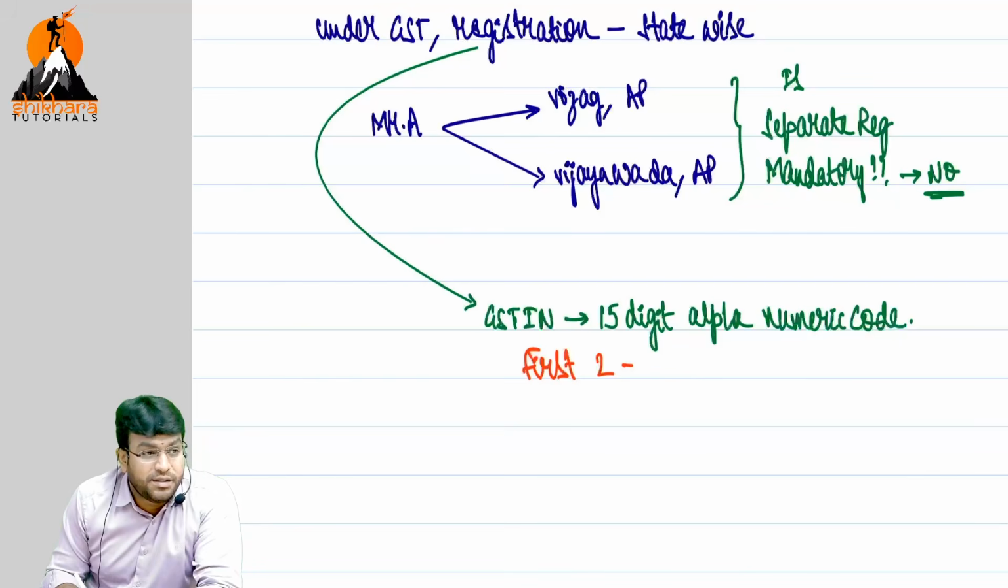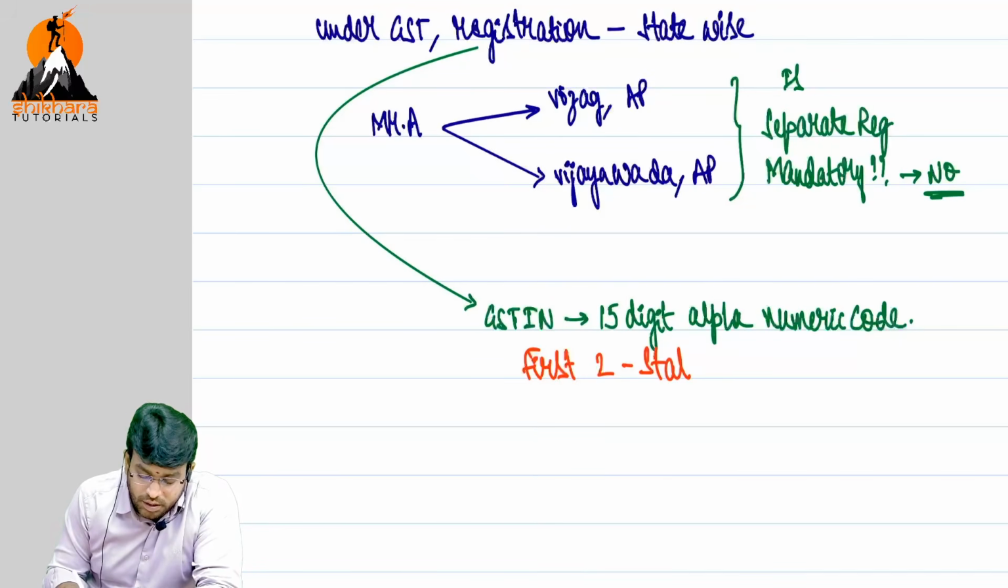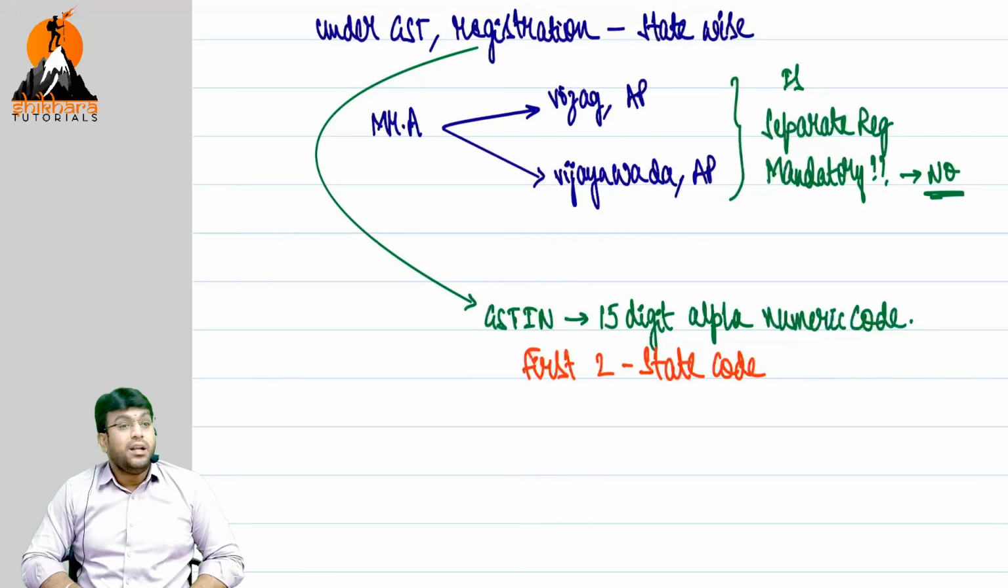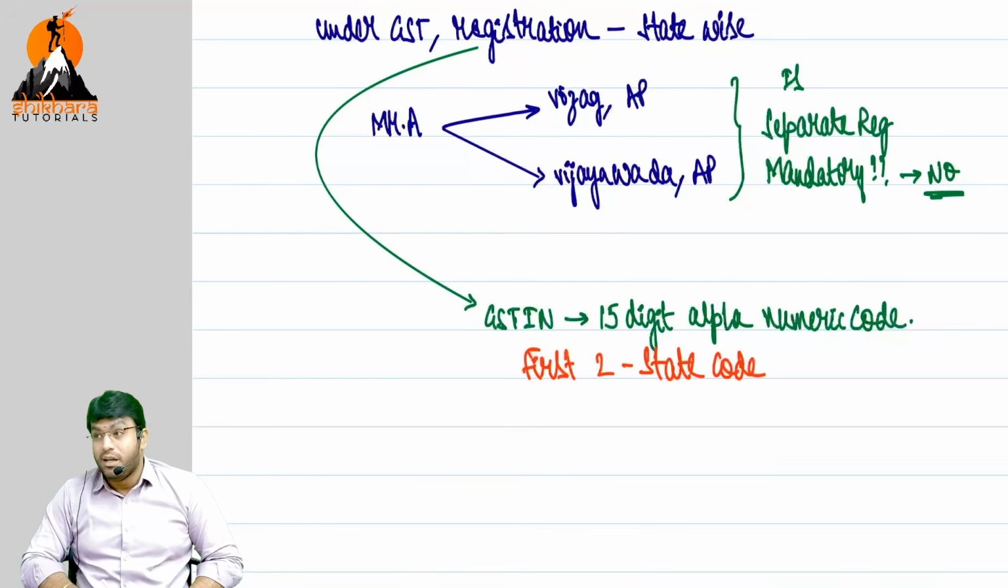First two is state code. Like in Telangana it is 36, AP it is 37, Maharashtra it is 27. Different states have different state codes. In your exam, don't go and write the state code. For example, if you are from AP, you are writing 37. Somebody correcting the paper may not like AP at all.